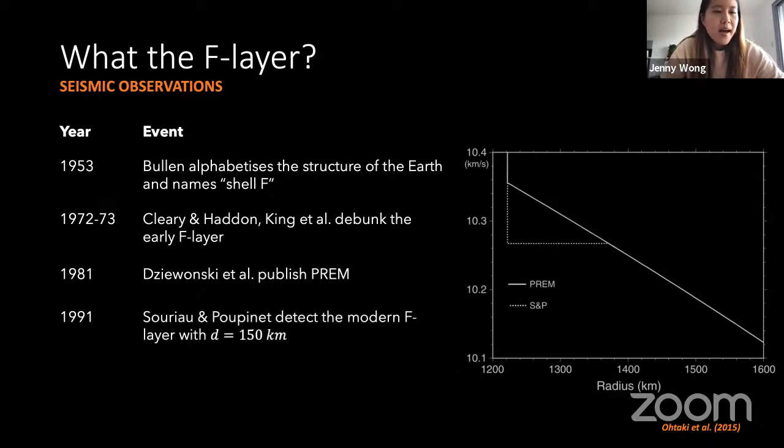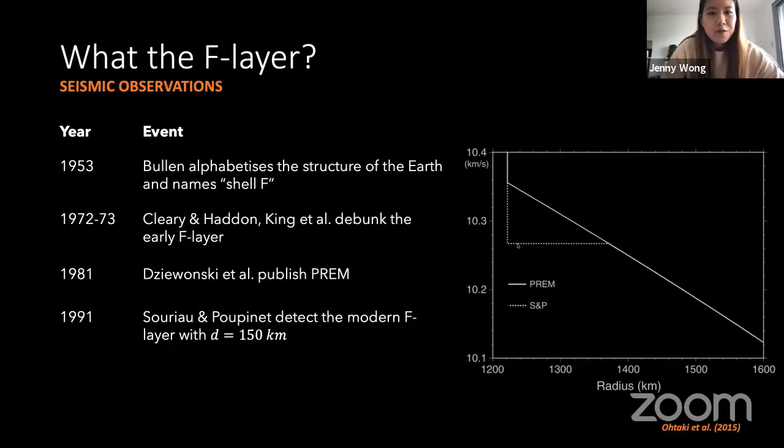But following this model 10 years later, there was a study published by Souriau and Poupinet, who actually saw something that contrasted with this PREM model, in which they observed a slowdown in the P wave velocity in the bottom of the outer core. And what this means is that the density in this layer at the bottom of the core is much more dense than you would expect.